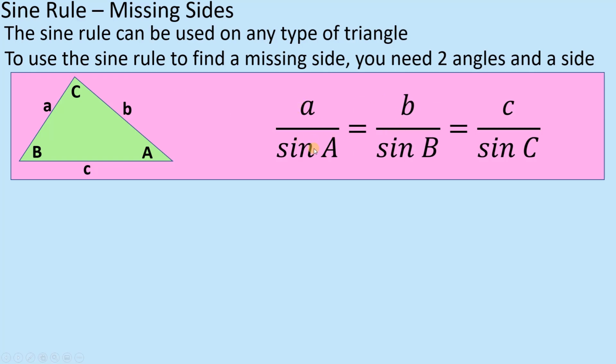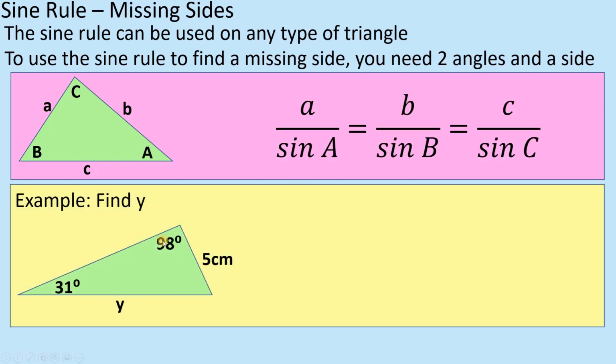So I've got a over sine A equals b over sine B, and you're probably not going to use c over sine C, but essentially the rule applies. It doesn't matter which sides I've got. I'm looking for 3 out of the 4 values which I can use. So I either have 2 sides with an angle opposite, or two angles and a side that's opposite. But we're looking for missing sides, so I'm assuming I have 2 angles and a side which is opposite one of them. Alright, so let's have a look.